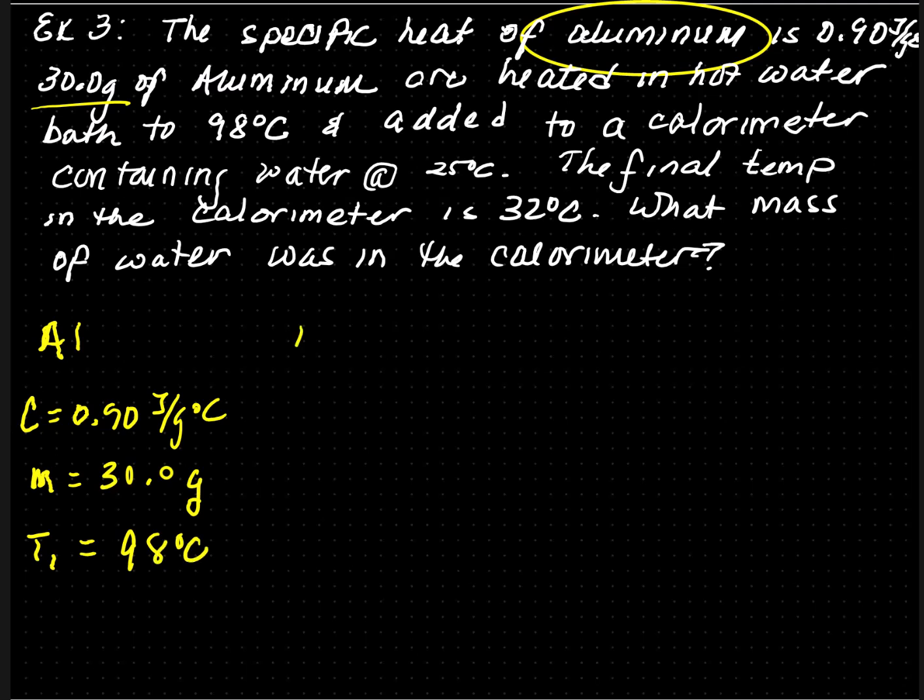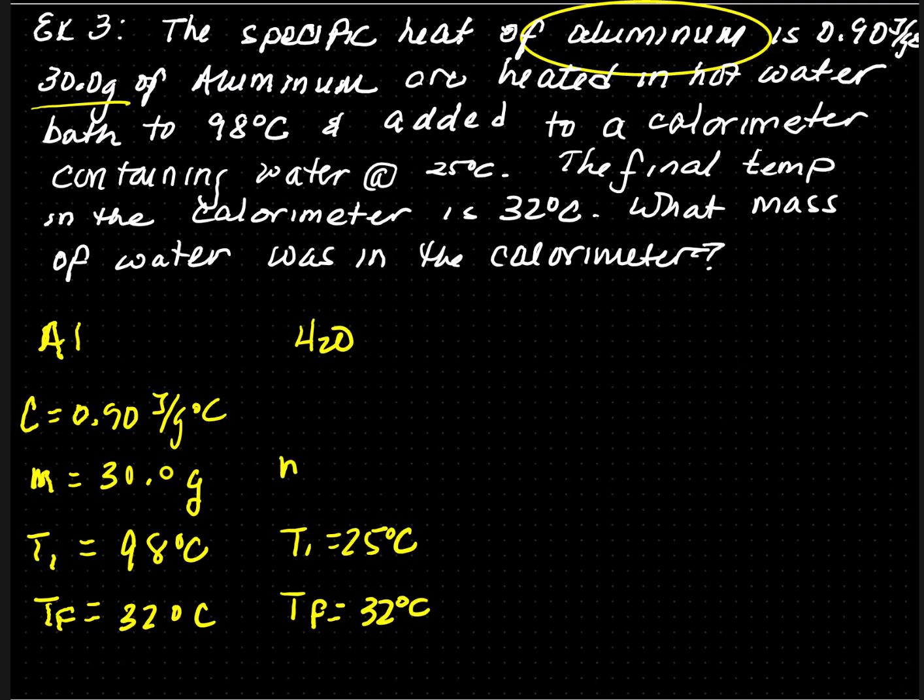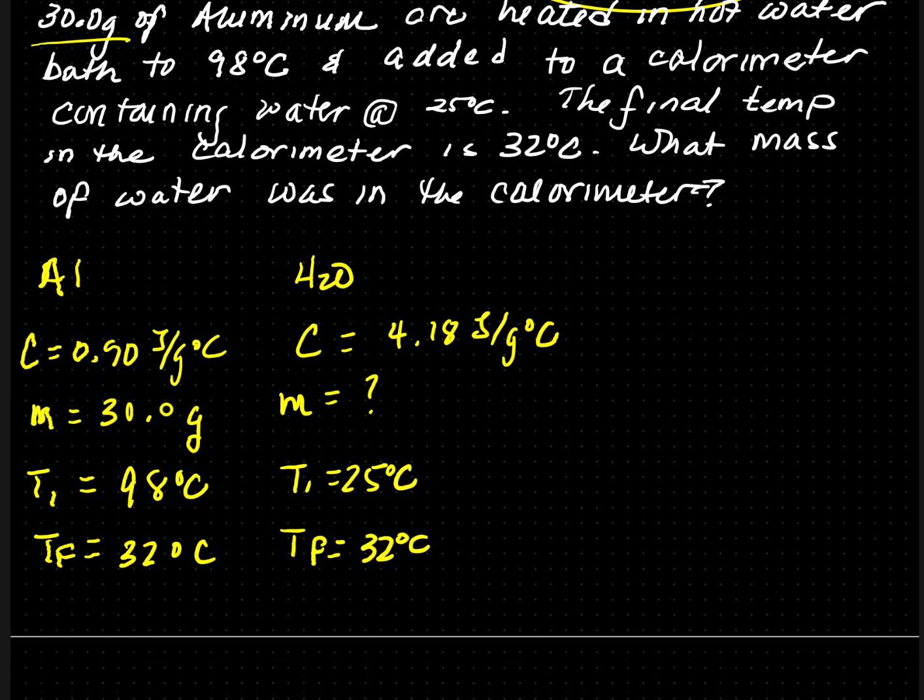So our second substance is water. It has an initial temperature of 25 degrees. The final temperature of the calorimeter is 32, so we know this is at thermal equilibrium. So the final temperature has to be the same for both. What is the mass? We're looking for the mass of the water. We already know the heat constant of water because this is at the liquid state, so that is going to be 4.18 from the previous problem. And now all I'm going to do is set it up and then plug it in.